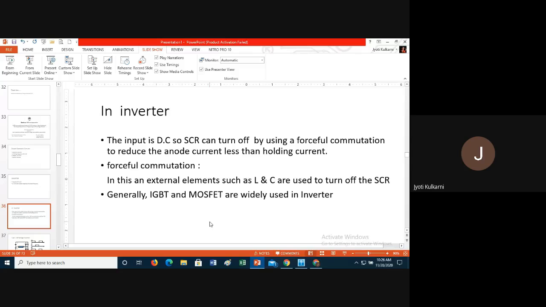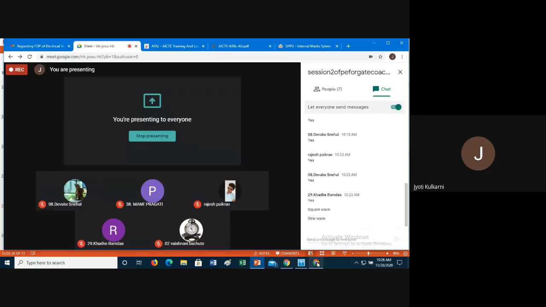What is the difference between half bridge and full bridge? If it is a half bridge inverter, how many devices will you have? If it is a full bridge inverter, how many devices will you have? Half bridge, full bridge. You know the bridge rectifier. So how many devices do we use in a bridge rectifier? How many diodes do we use in a bridge rectifier? Yes, bridge rectifier, how many diodes do we have?